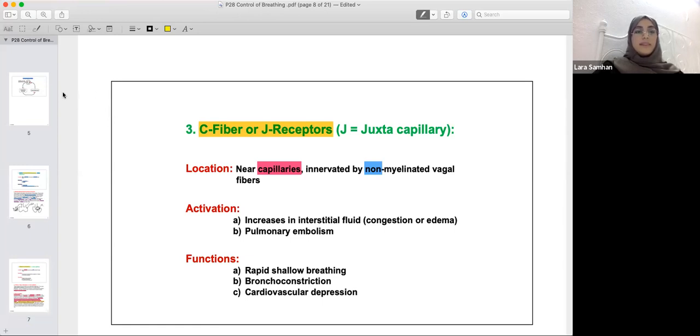Yes, salam. Excellent. It's basically mumtaz. All of you are concentrating, mashallah. Exactly. So in regard to the C fiber, J receptor is basically non-myelinated vagal fiber, and they are available near the capillaries. Okay, that's perfect, mashallah. Excellent.